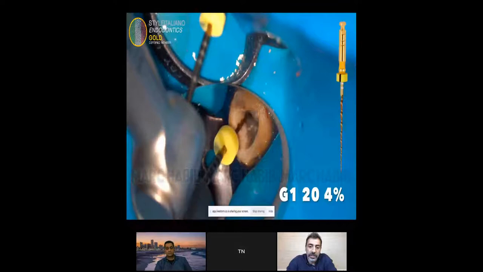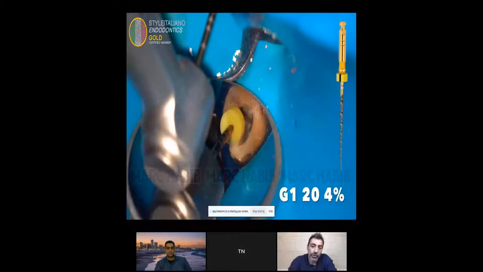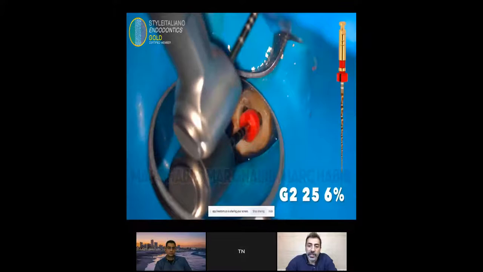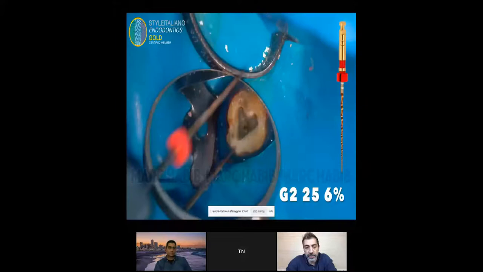Okay, G1, 24% as well, palatal canal, distal canal, then I go to the mesiobuccal canal. G2, 25.6%, the palatal was already sufficiently large, so I go straight to the G2, 25.6% taper. Distal buccal canal as well.